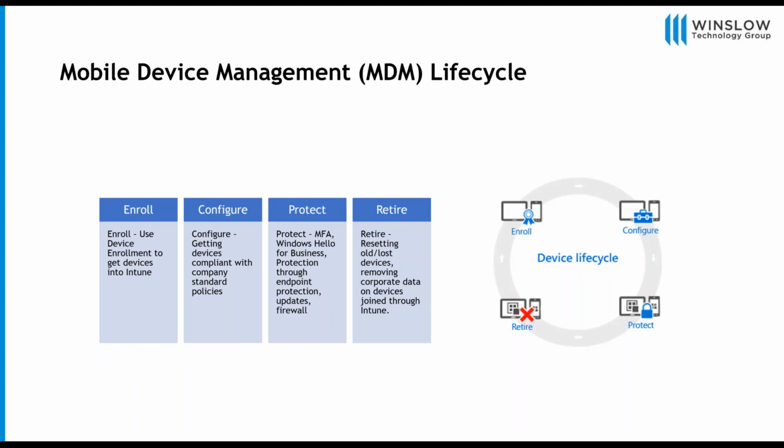You're going to protect those devices, whether it's through multi-factor authentication, Windows Hello for Business, and then also protection through endpoint protection, Windows updates to make sure that you're getting the latest and greatest from what Microsoft's putting out, and then also just controlling your firewall on the devices as well. And then at the end of the day, whether a device got lost, stolen, you're just removing corporate data from it, or you're just doing a refresh on it. All you have to do is, there's different buttons right within the Intune platform to be able to very easily make sure that device is wiped or it's ready for the next user.